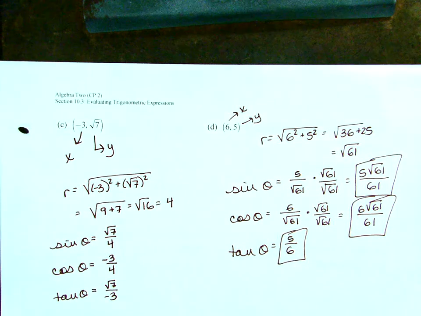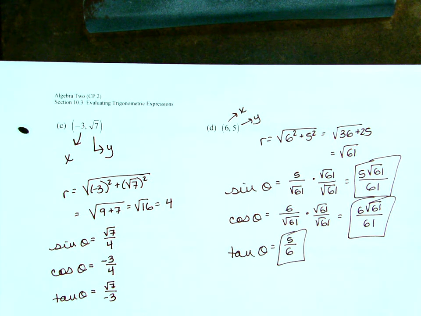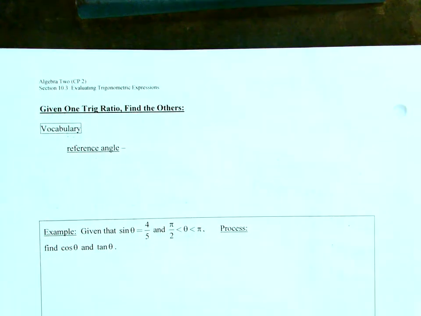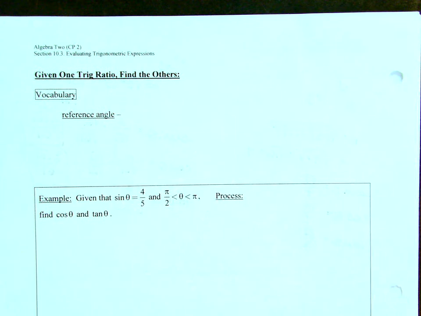Getting the sine to be 5 root 61 over 61, the cosine to be 6 root 61 over 61, and 5 over 6 for the tangent. There's one other type of problem we're going to look at today that involves extending our trig functions. I'm going to tell you one trig ratio, you're going to find the others. We did a little bit of this on our first day, but now it's going to become a little bit different now that we are dealing with angles not necessarily within a right triangle.